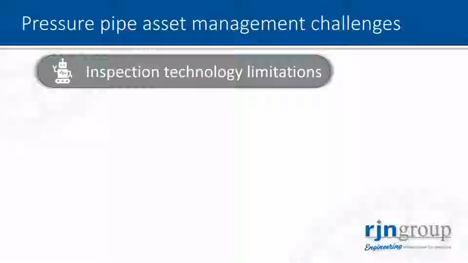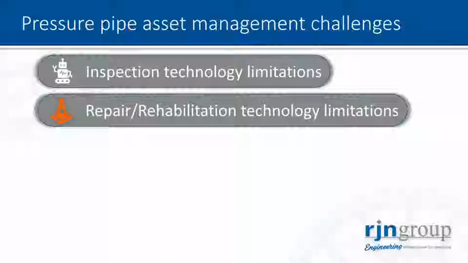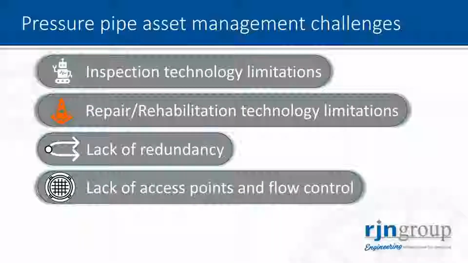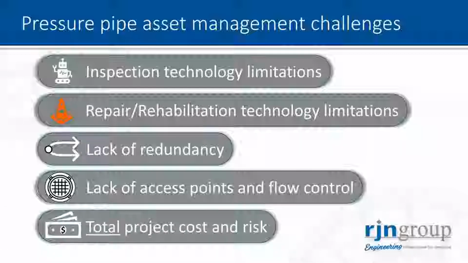When we focus on pressure pipe, we're going to focus in on some of the technology limitations, repair and rehab technology limitations. Sometimes we have a lack of redundancy, lack of access points, and ability to change flows, and thinking through what this total project is going to cost me, and how that affects my risk profile.